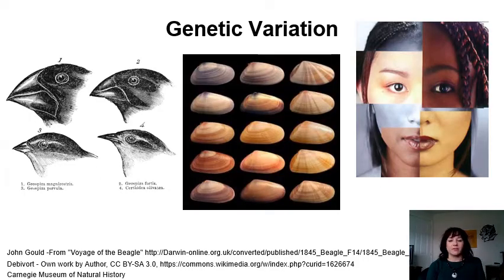Here we have some examples of what we mean by genetic variation. So within a species, you're going to have some variability in traits, right? So here we've got different beak sizes in birds. We have in the middle different patterns of stripes and colors and sizes in these shells, in these mussels. And then an example in human population, right? We have different features such as hair color, eye color, hair texture, skin color, height, right? All these different things. These are all variations that have a genetic component.